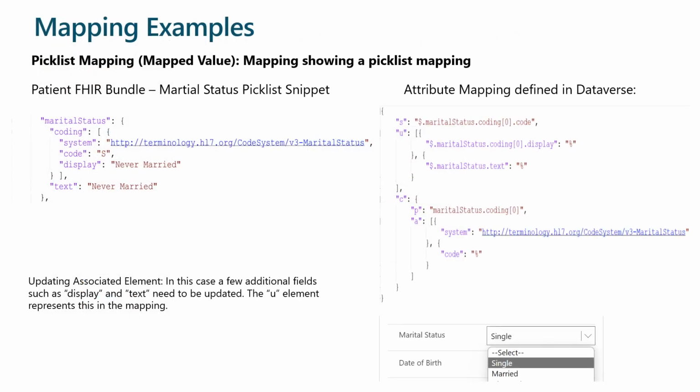Mapping example for a pick list. The following example shows a pick list mapping. On the left-hand side, we have a snippet showing the patient FHIR bundle marital status node. On the right-hand side, we have the mapping defined for the marital status Dataverse attribute on the patient entity. The S and C sections follow the same patterns that we discussed before. On this map, we have an additional element U. This is used in updating associated elements such as display and text, which is represented in the U element of this mapping.